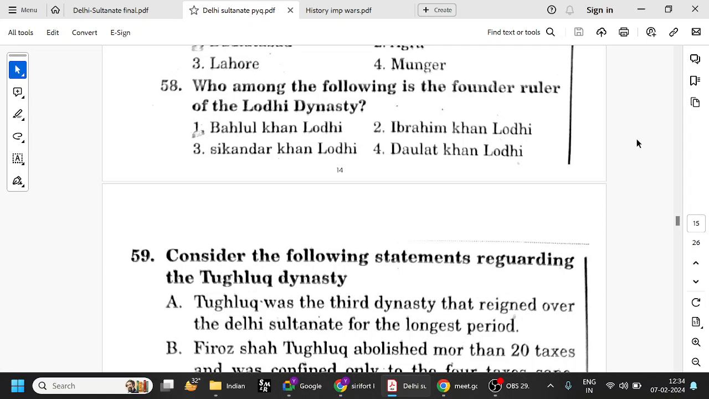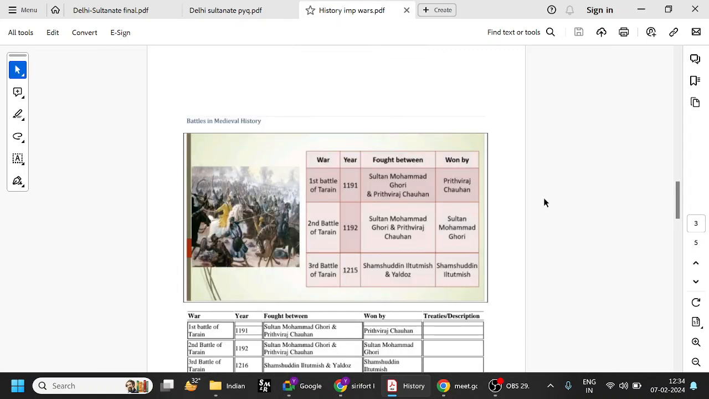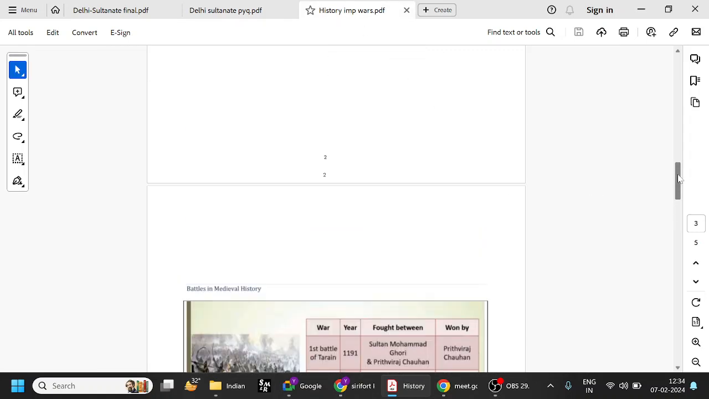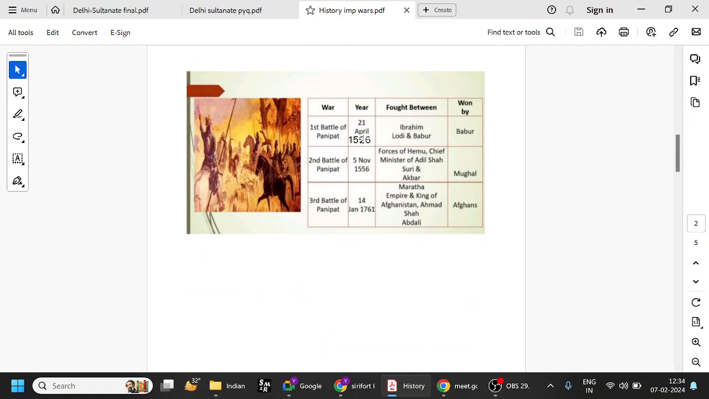Can anyone say the date? Very, very important. I've told you multiple times. The first Battle of Panipat is 1526. Yes, 1526. Very important. The second Battle of Panipat was in 1556 between Hemu and Akbar. The third Battle of Panipat was in 1761, between the Marathas and the Afghans.